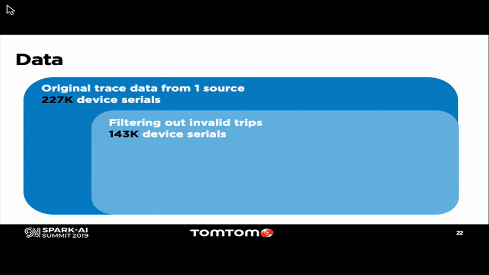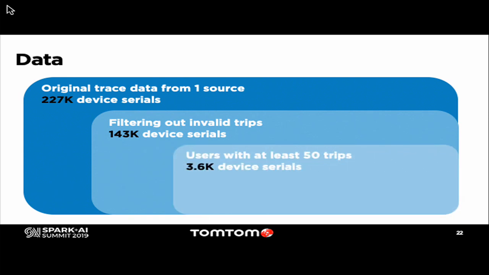Then we have to create a model separately for each user because each user has its own destination sets, which means in a classification problem, you'll have different labels for each user. So we have to create a separate model for each user. And in order to create a model, we thought you need at least 50 data points to extract some kind of generalization. That cuts it down quite a bit. We have about 3.5K device serials left.